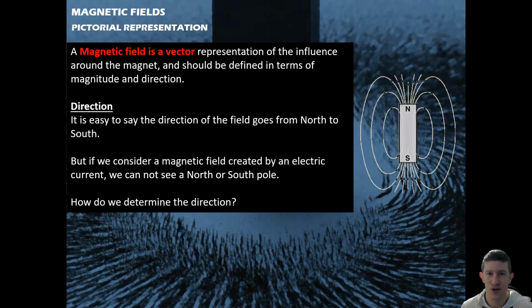So if we consider this direction problem, it's easy to say that if we have something like a magnet, the field lines go from north to south. But if we're now talking about electric current, we can't see or easily identify a north and south. So how do we define what the direction is that those field lines are traveling?